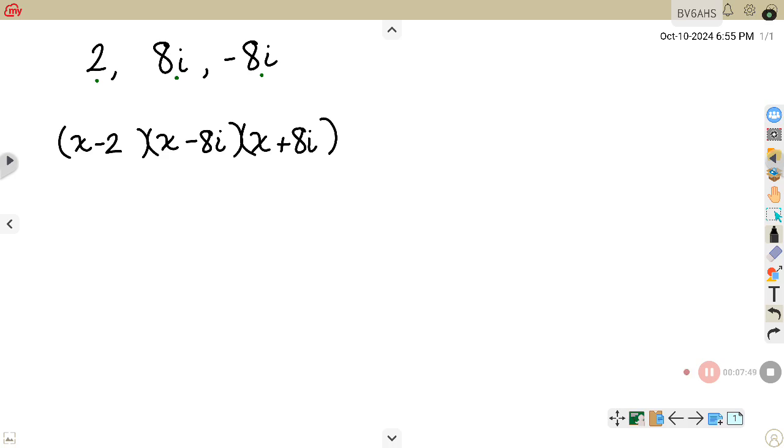Now, before I start multiplying all those together, if you have what's called conjugate pairs, you want to multiply those together first. Conjugate pairs are like these two here. They're exactly the same except for their signs in the middle, because they're going to clean each other up when you FOIL those together. Okay?